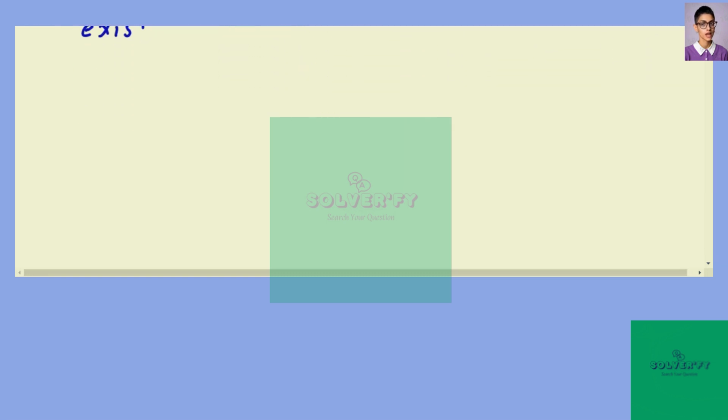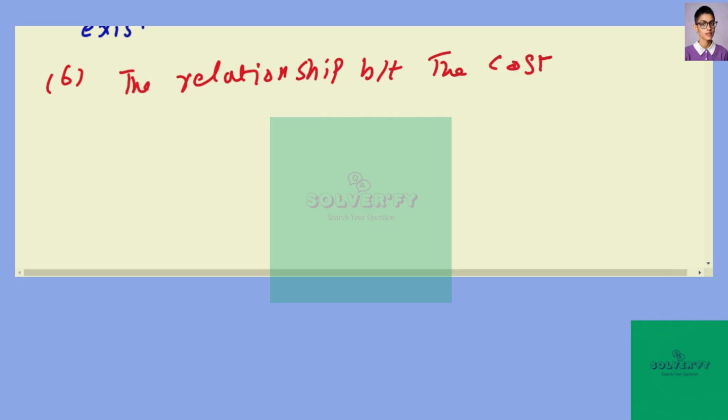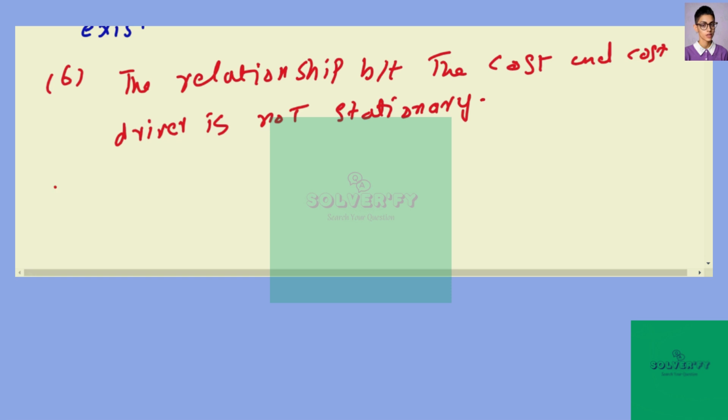And the sixth one is that the relationship between the cost and the cost driver is not stationary, right?